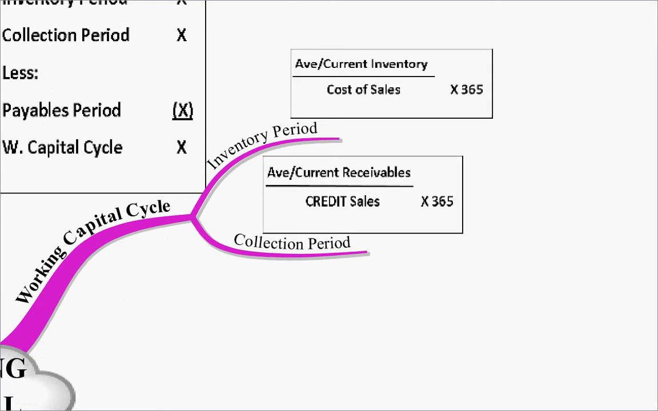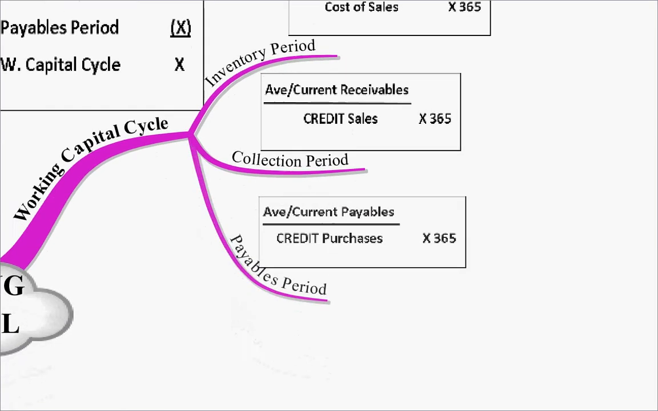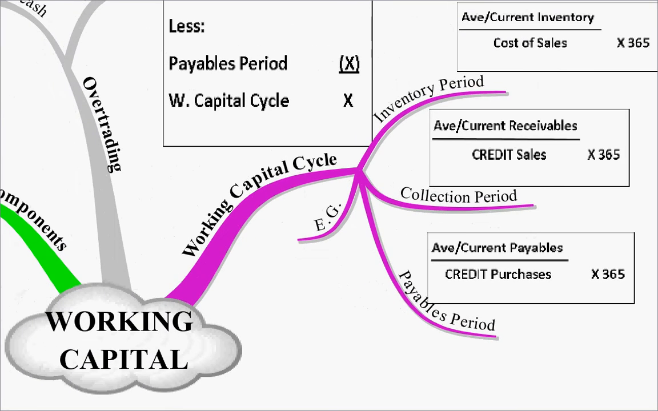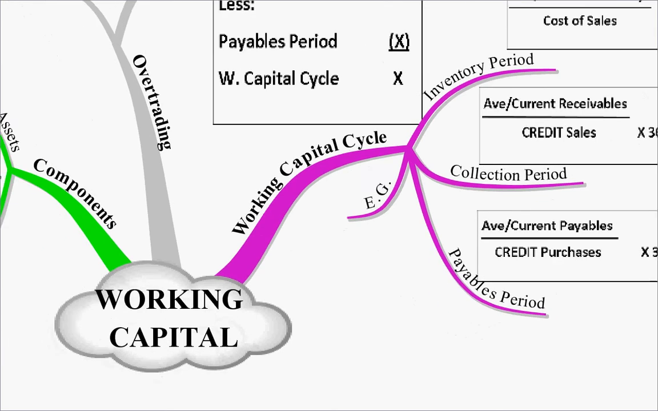The collection period is our average current receivables over our credit sales. Remember, just be careful in a question that it's the credit sales. If we have cash sales, they are paid to us immediately, and that's times 365 again. And then our payables period is our average or current payables over our credit purchases, times 365, again being careful that if there are cash purchases, they're paid straight away, so won't form part of our payables period. And we did a little example of that in class.